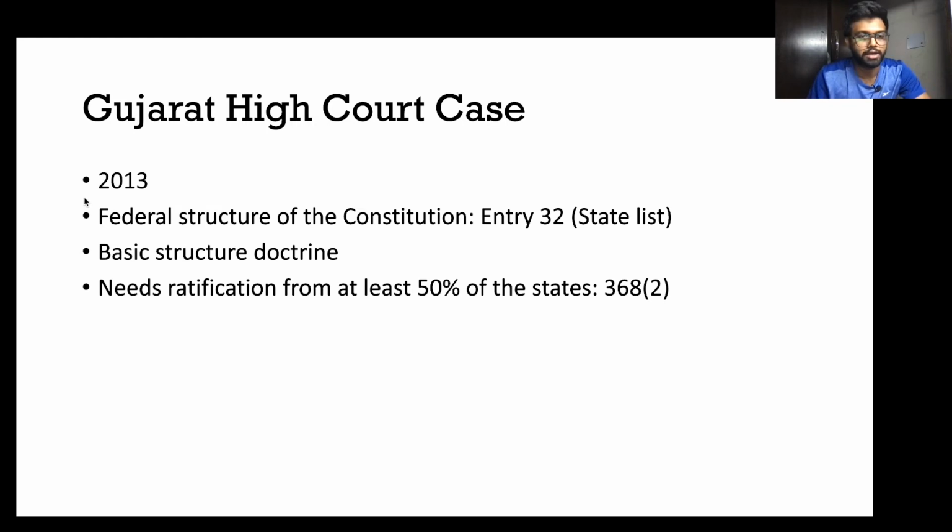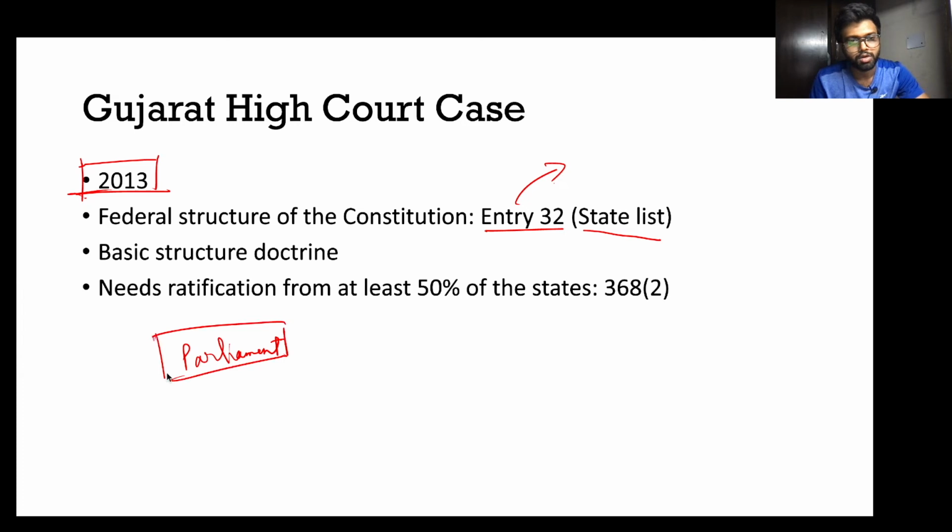But what happened in 2013? So we have seen that cooperative societies are mentioned under the 7th Schedule of the Constitution, under the State List, entry number 32, which means states have the power to legislate over and regulate the cooperative societies. But the 97th Constitutional Amendment Act has been brought by the Parliament, by the central government, which is impacting the federal structure.